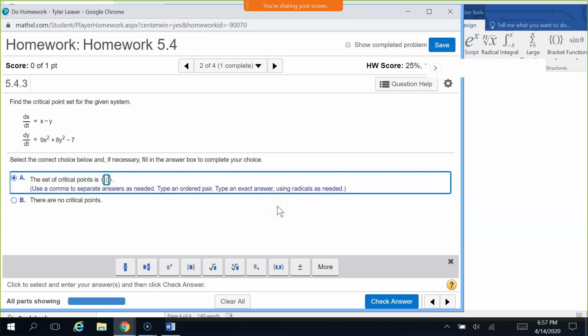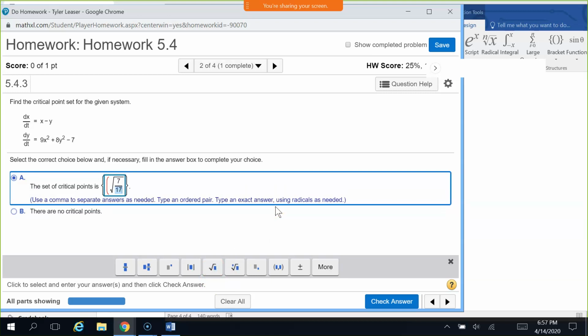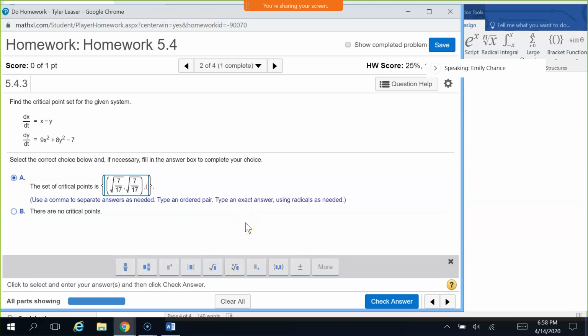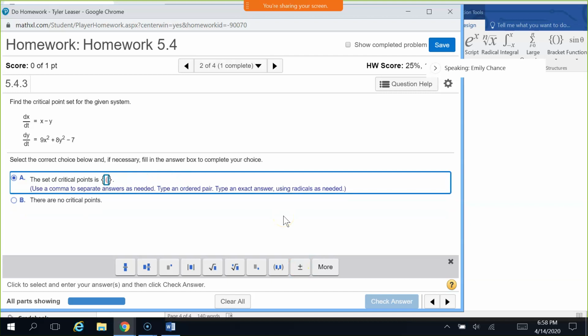Okay, so I think there's going to be 4 of them. There's going to be the square root of 7/17, square root 7/17. There's also going to be negative square root 7/17 with positive square root 7/17. I don't know if you could just plug plus and minus in here. Should we try it? I'll try it for you guys, so I don't have to type that whole thing out. If I just do this.